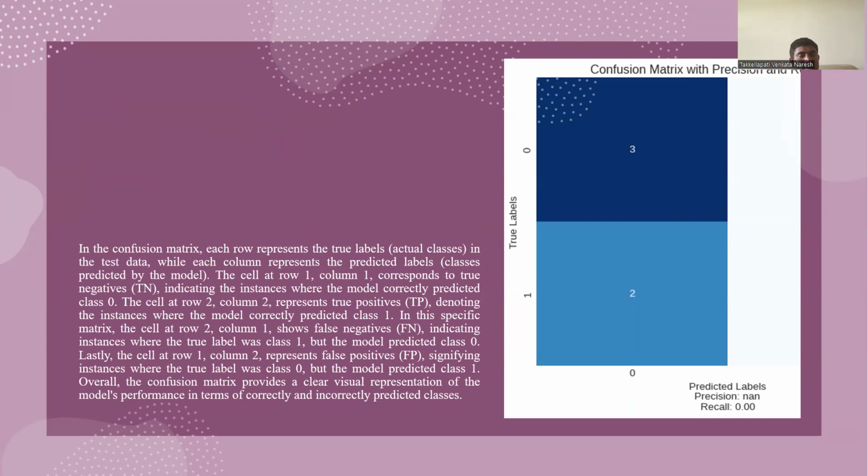Lastly, the cell at row 1, column 2 represents false positives, signifying instances where the true label was class 0, but the model predicted class 1. Overall, the confusion matrix provides a clear visual representation of the model's performance in terms of correctly and incorrectly predicted classes. Next slide.